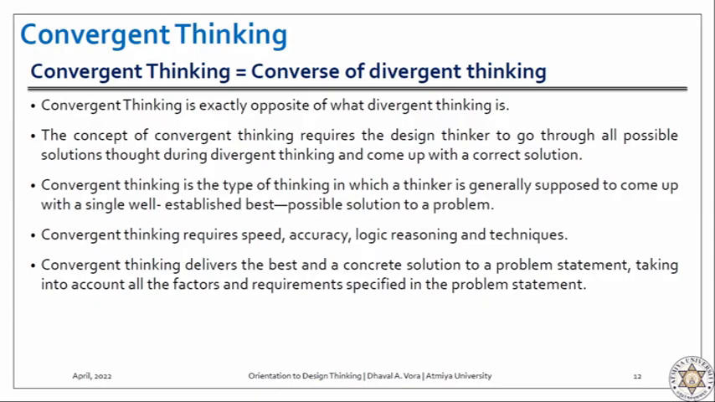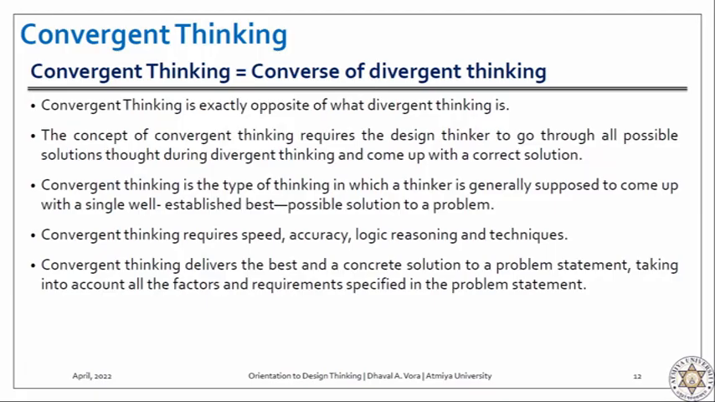So convergent thinking is the type of thinking in which a thinker is generally supposed to come up with a single well-established best possible solution to a problem. As we have already discussed, different ideas we put on the table, and then we think rigorously on a particular solution. It is nothing but going on a particular path by applying certain logic. That is what we generally do in this kind of thinking.